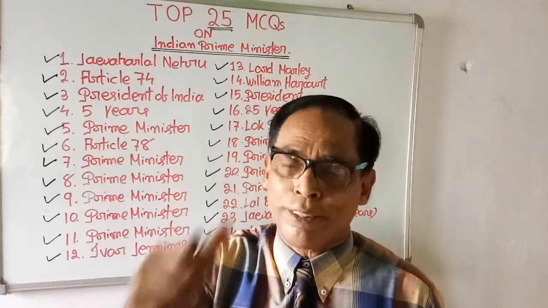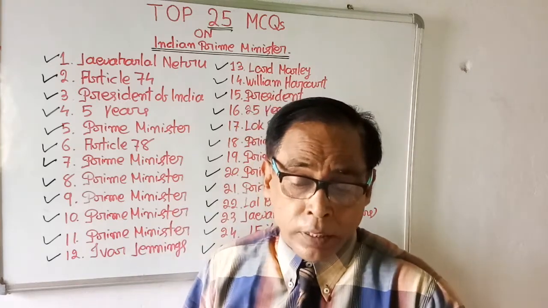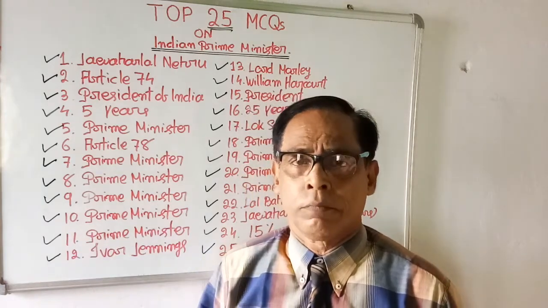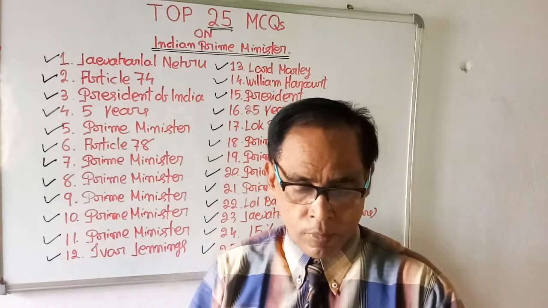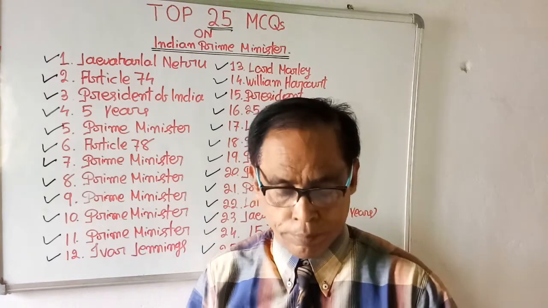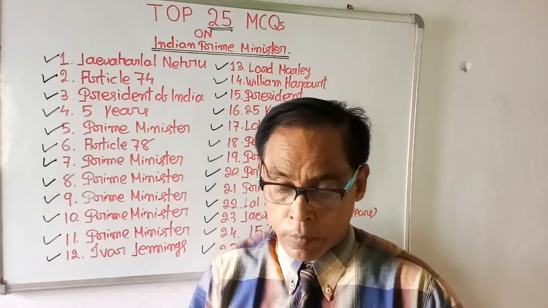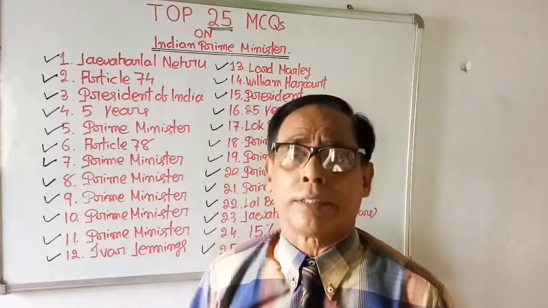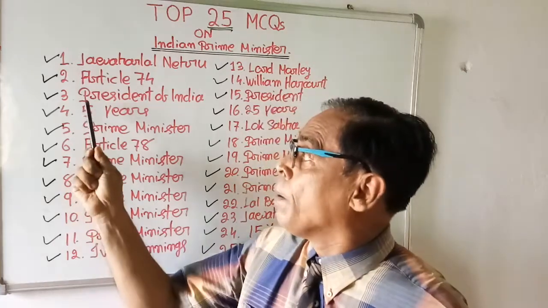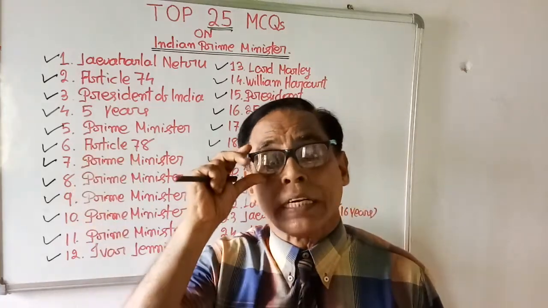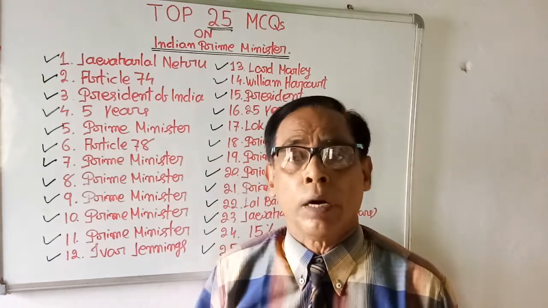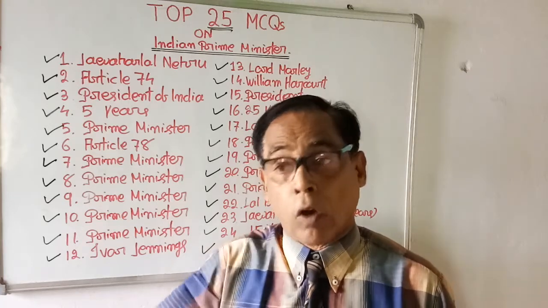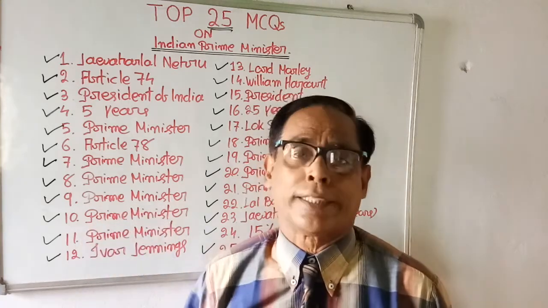Okay, very good. Number three, the Prime Minister is appointed by whom? Options are Chief Justice of Supreme Court, Speaker of Lok Sabha, Attorney General of India and President of India. The right answer is President of India. The President of India gives appointment to the Prime Minister. Okay, so out of 25 questions, we have already covered 3 questions.